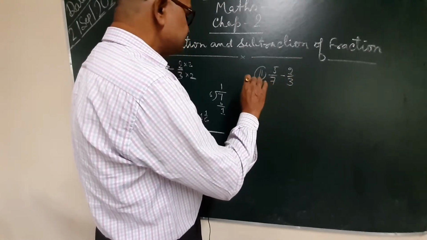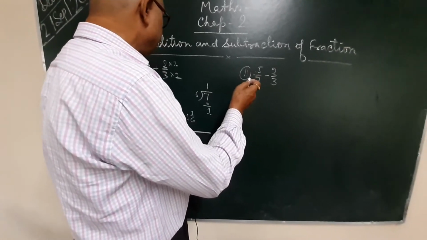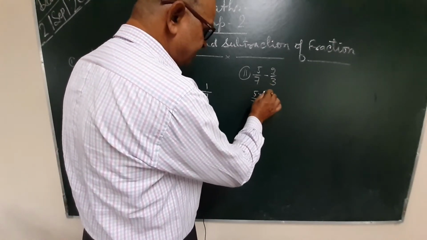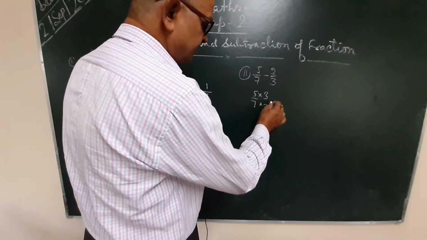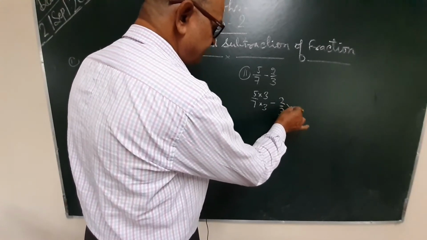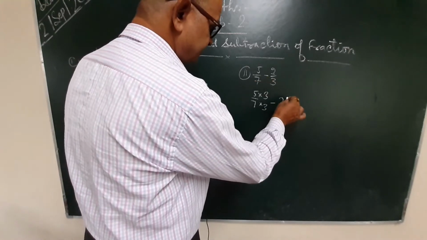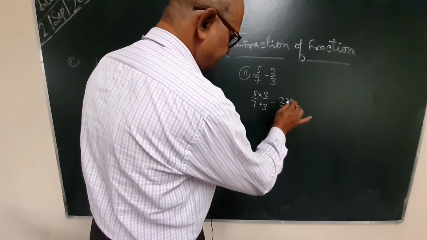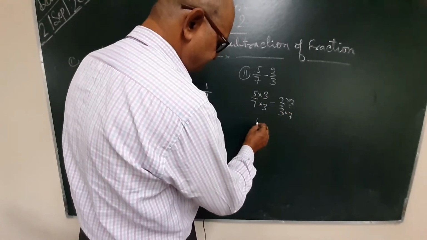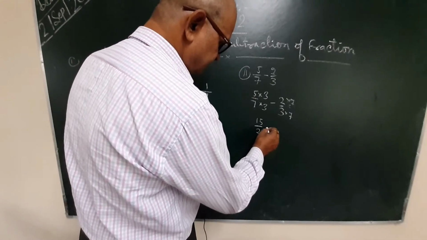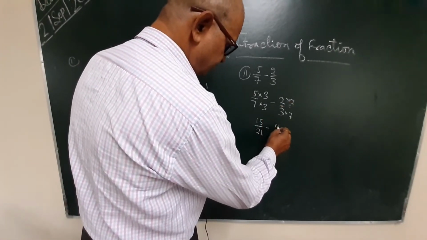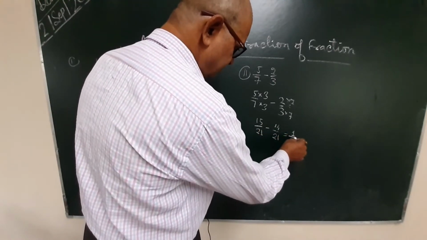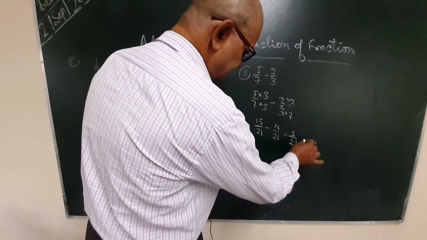We do the same method by making equal denominators. 5 by 7 multiplied by 3, up and down, minus 2 by 3 multiplied by this denominator 7, into 7 into 7. 5 threes are 15 by 21, minus 2 sevens are 14 upon 21, equals 15 minus 14, 1 upon 21. That is the answer.